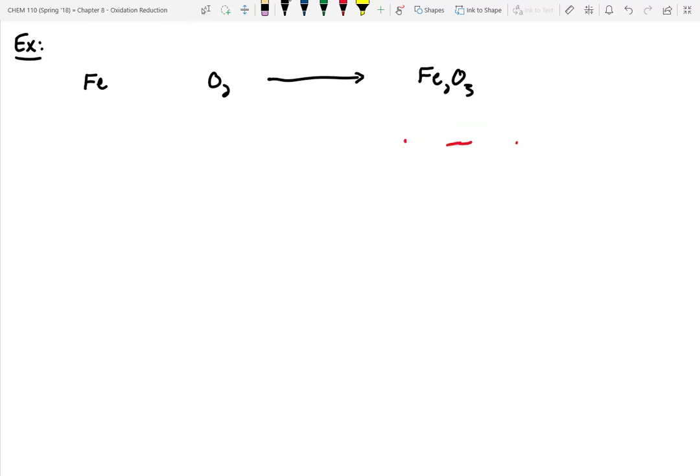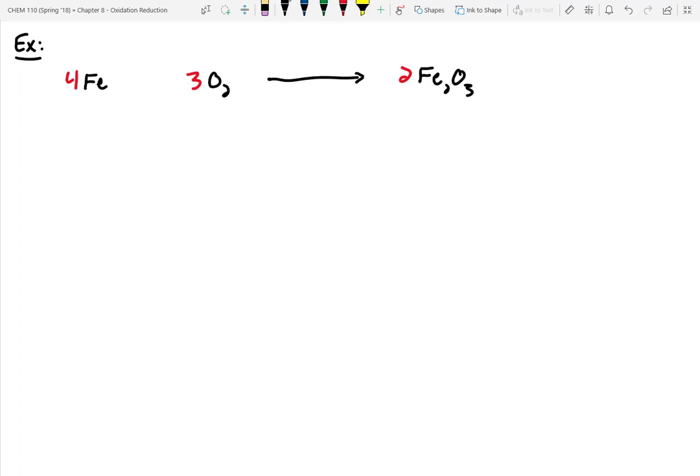Okay, so let's go ahead and balance this. I'm going to erase this just to keep it clean. What prefix should we have in front of the iron? 4. What about the oxygen? 3. And for the iron oxide, excuse me? 2. Yep, this looks like it's completely balanced.